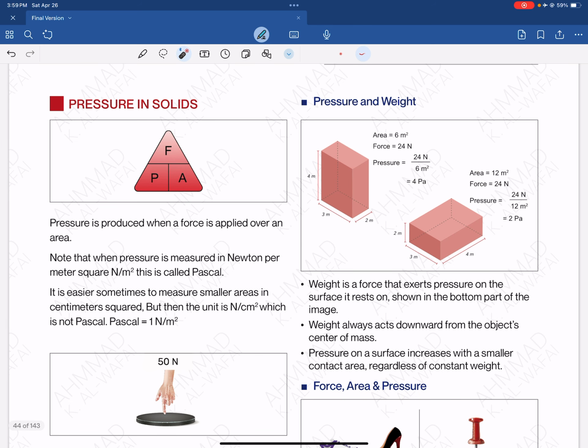Now, pressure is measured in a unit that is called Pascal, which stands for Newton per meter square, because the force is measured in Newton and the area should be measured in meter square. This also could happen: the force could be in Newton, but the area is in centimeter square. Now that is different. Let's look at these examples.